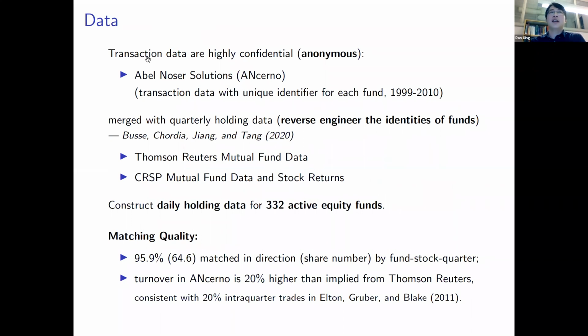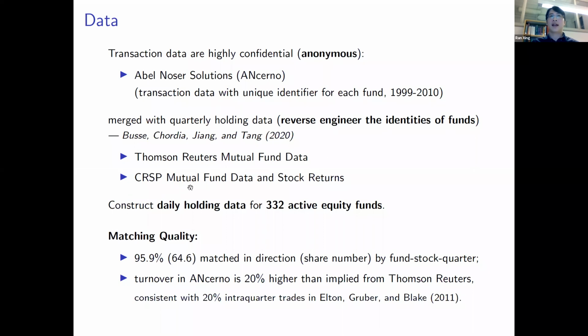For the empirical part, we use the transaction data provided by Abel Noser Solutions, because usually transaction data are highly confidential. But for Abel Noser, the transaction data have a unique identifier for each fund from 1999 to 2010, so this gives us a chance of doing a fund-level analysis. Thanks to the methodology shared by Boothe, Cawley, and Jiang and Tang 2020, we are able to merge the equity holding data with the transaction data and reverse engineer the identity of a small sample of US funds. The equity holding data we use is from the Thomson-Reuters mutual fund database, and the fund-level data and stock data are from CRSP.